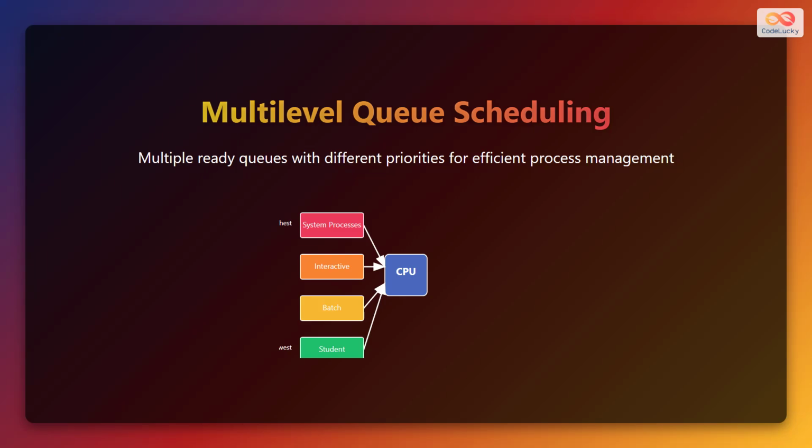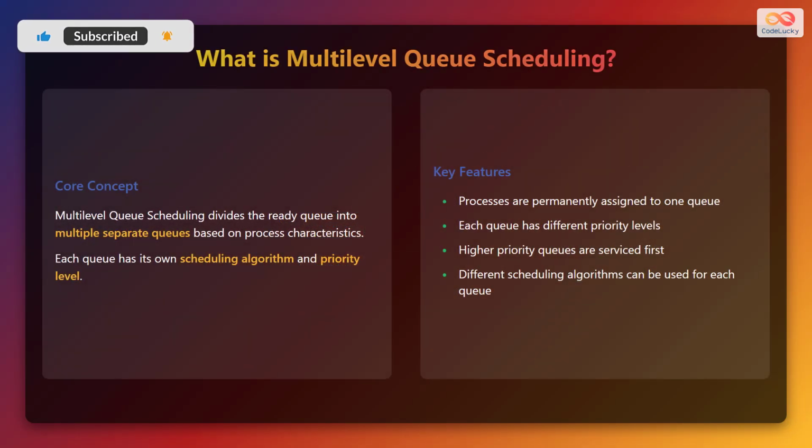Welcome to the presentation on multilevel queue scheduling. Multilevel queue scheduling is a method for efficiently managing processes by using multiple ready queues with different priorities. Let's explore multilevel queue scheduling in detail.